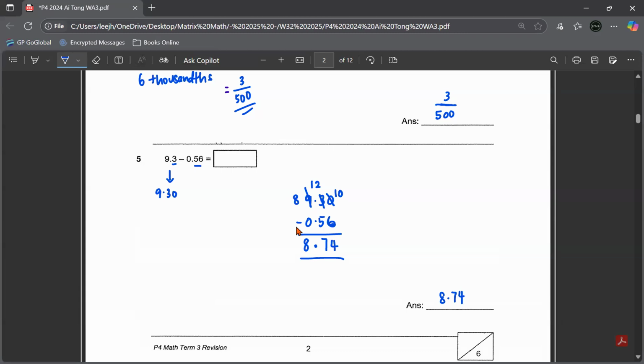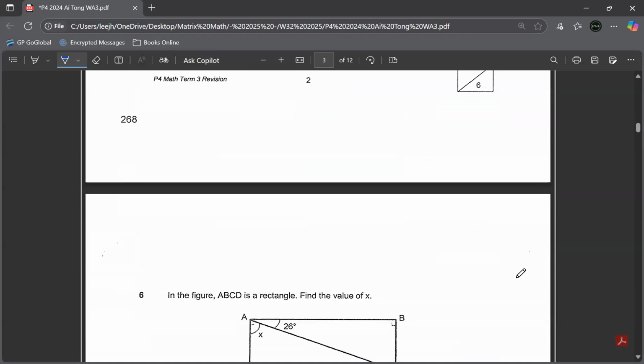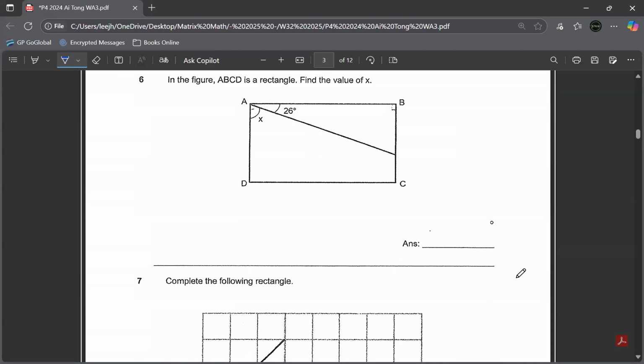Okay, so I'm going to move on to question number 6. It is angles, geometry, sorry. In the figure, ABCD is a rectangle. Find the value of x. So I need to find what is this down here, which is this one.